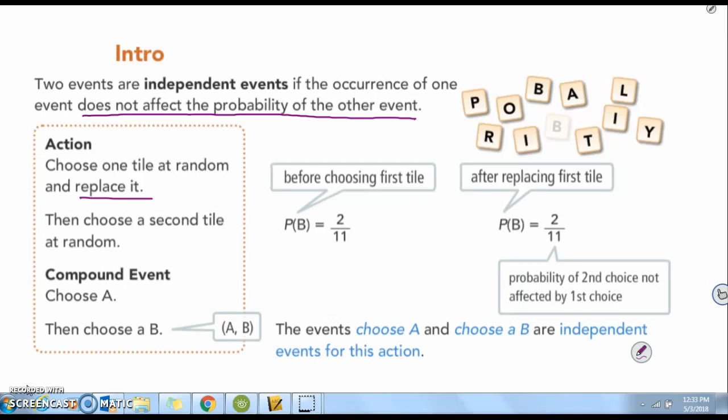Then it says choose a second tile at random. Our compound event would be choosing A and then choosing a B. Before choosing the first tile, the probability is 2 out of 11 of choosing B. After replacing the first tile, the probability of choosing B is still 2 over 11. The probability of the second choice is not affected by the first choice. The events choose A and choose B are independent events for this action. They do not affect one another.